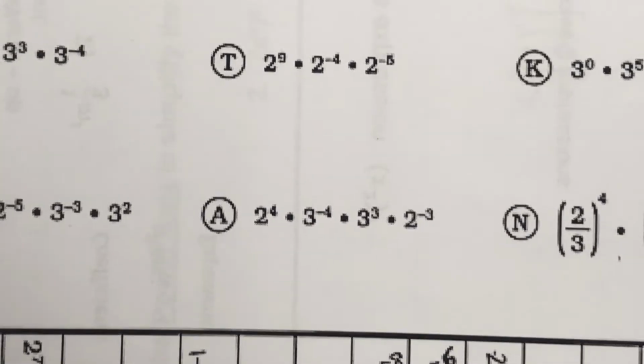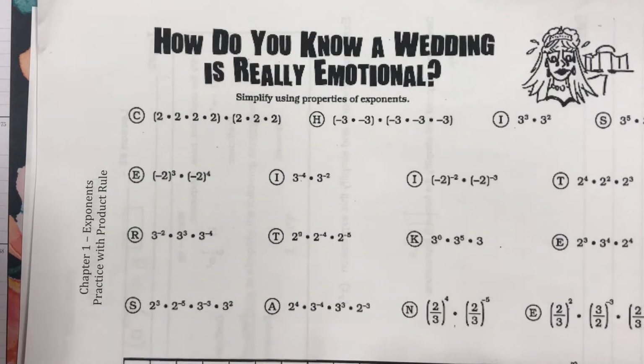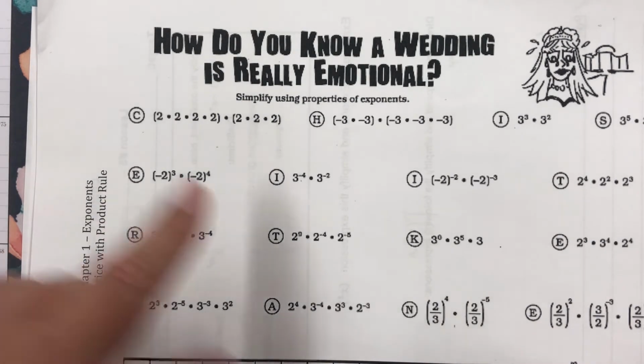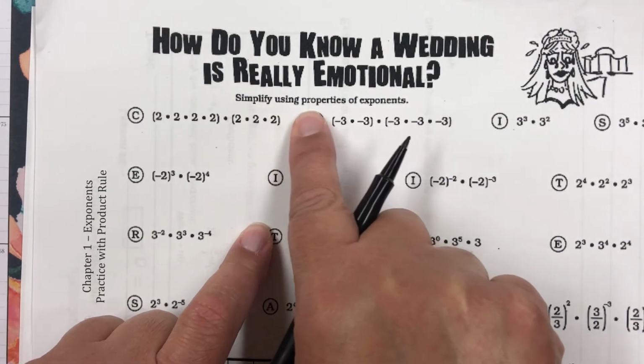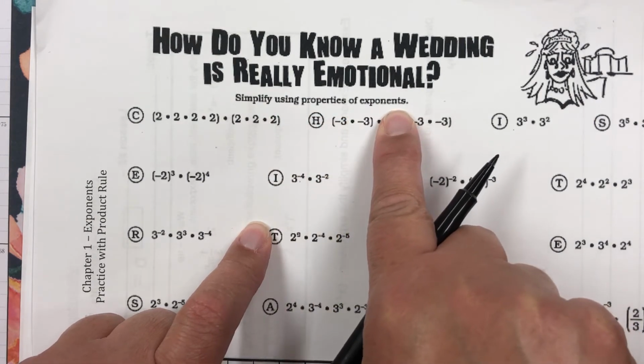All right, the next page. Look at this, it's a puzzle. I love puzzles. Here we go. How do you know a wedding is really emotional? Well, I don't know the answer to that, but it says simplify using properties of exponents.